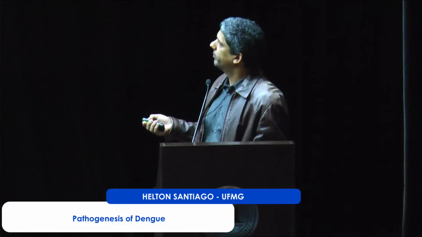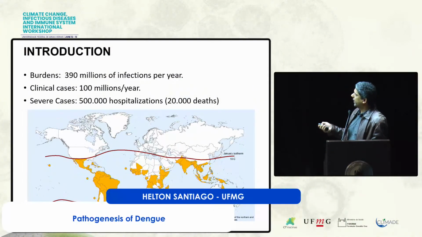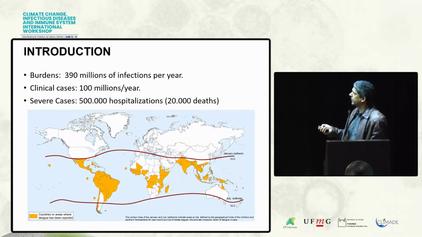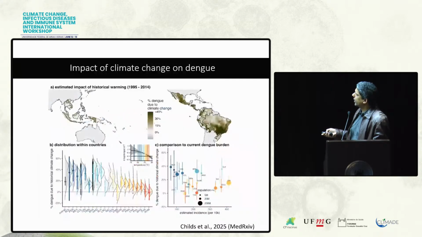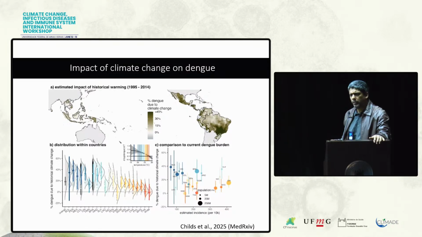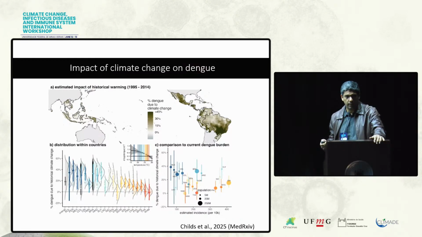Dengue, everybody knows, is a big problem of public health, with an estimation of 390 million cases per year, of which 100 million are symptomatic, leading to 20,000 deaths worldwide. It's a tropical disease, but because of climate change, it's invading the subtropics, and currently it is estimated that about 50% or 40% of dengue in some areas of Brazil might be due to climate change.